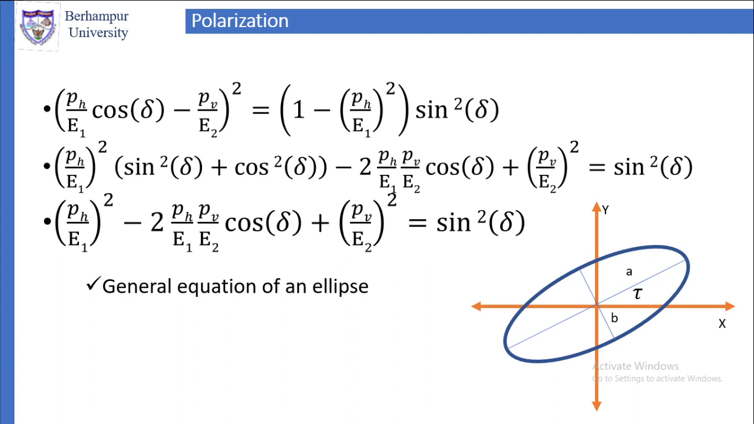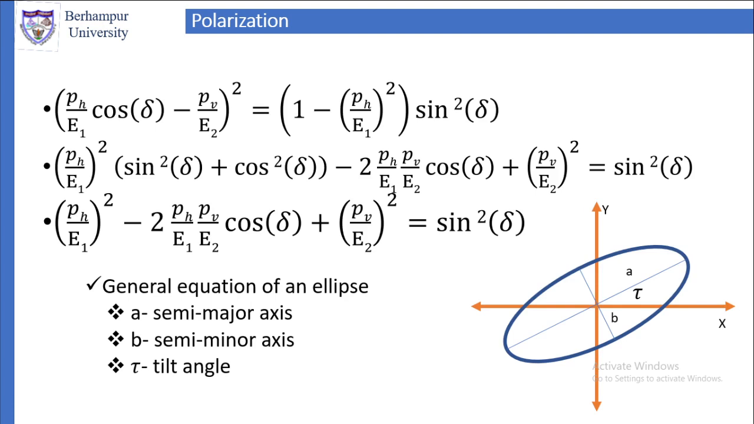Now this equation is the general equation of an ellipse: (PH by E1) square minus 2 PH by E1 PV by E2 cos delta plus (PV by E2) square is equal to sin square delta. Any general ellipse will have a semi-major axis. Let us say the semi-major axis is A, B is its semi-minor axis, and tau is the tilt angle of the ellipse. So you see the general ellipse in the figure: A is the semi-major axis, B is the semi-minor axis, and tau is the tilt angle. Based on that, this is the general equation, where A will be E1, B will be E2, and delta will relate to the tilt angle tau, something like this.